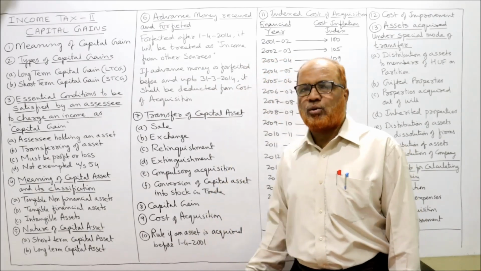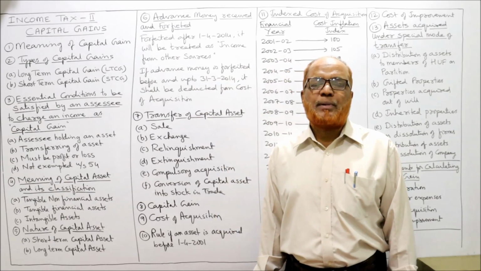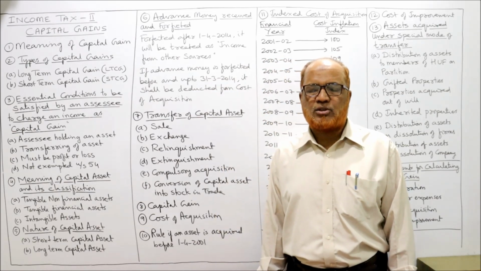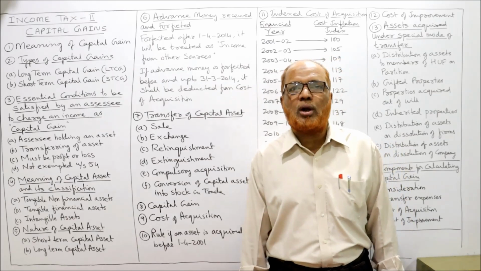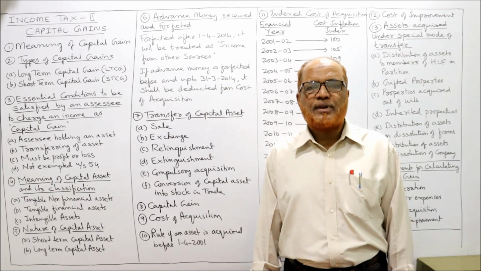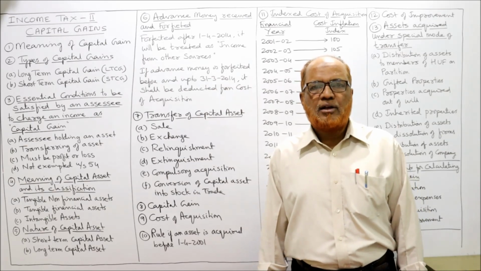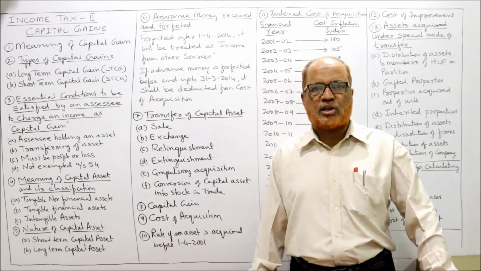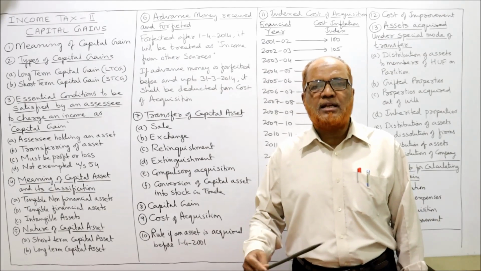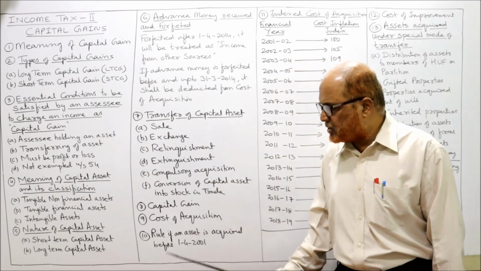Next is cost of acquisition. The cost of acquisition is the cost of purchase. What is the purchase price of the asset to the assessee? This cost of acquisition includes all incidental expenses also. Example, Mr. X has purchased a building for rupees 50 lakh. To purchase that building, he has paid some brokerage, commission charges and also registration charges. All these are incidental to the purchase, so they will be added in the cost of acquisition.